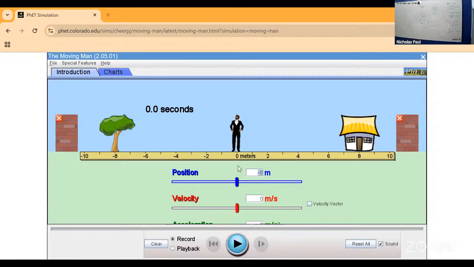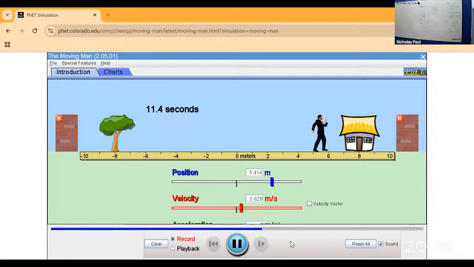All right. So we have a guy here. He's at position 0, and we're going to move him. Let's increase his velocity a little bit. If his velocity is about 0.6 meters per second, you'll see how long it takes him to reach point A or B. That's not what they're trying to show you for acceleration here.